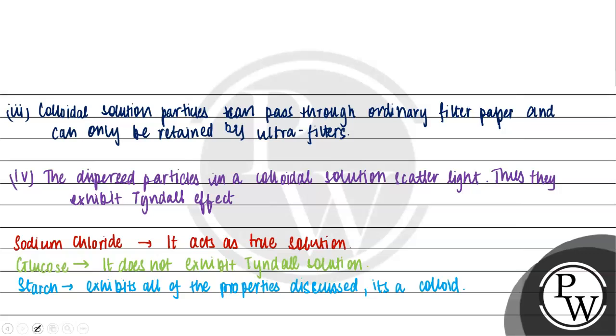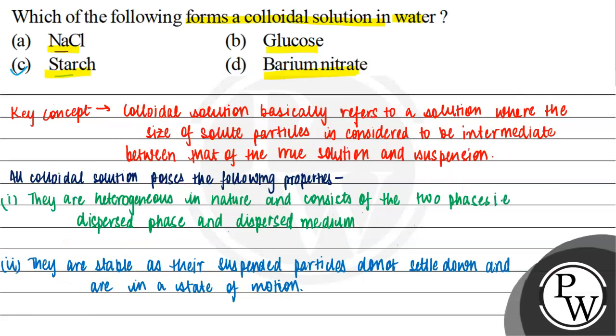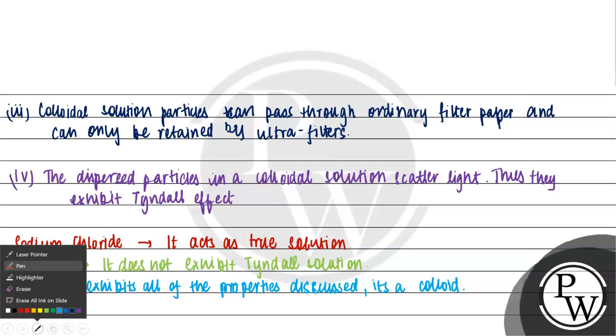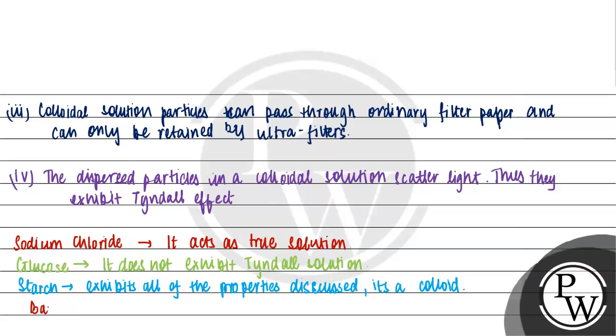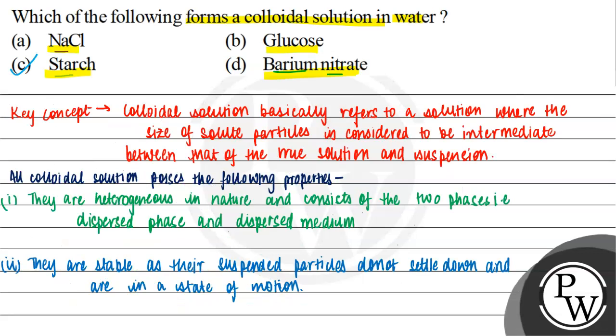Now let us talk about the last option as well, just to clarify any doubts that you might have. तो बेरियम नाइट्रेट जो होता है, it also forms a true solution in water. So our barium nitrate also acts as a true solution when dissolved in water. तो हमारा ये भी कोलाइड नहीं होगा because it acts as a true solution. तो हमारा option number C will be the right answer to the question. I hope you understood the question well. Best of luck.